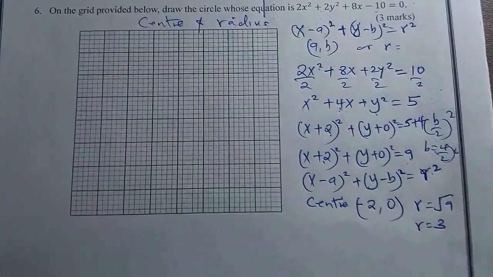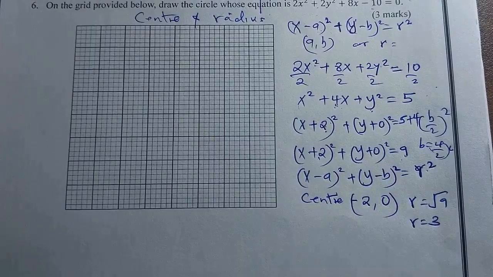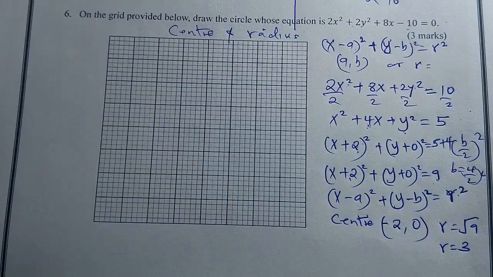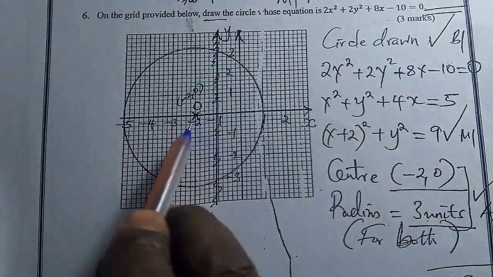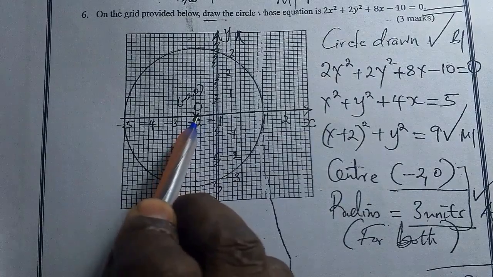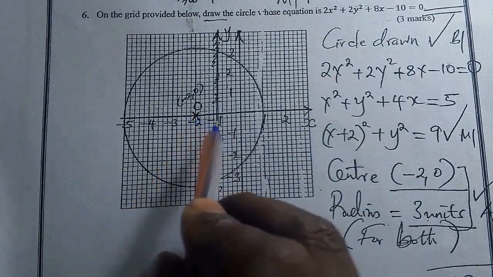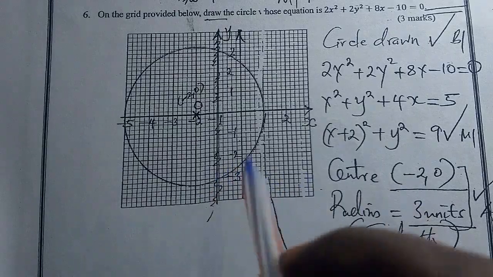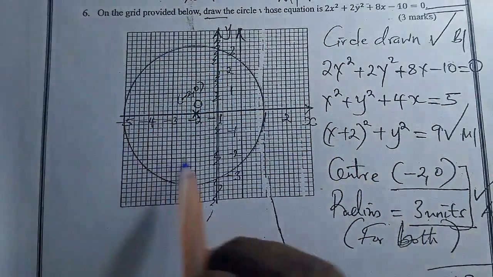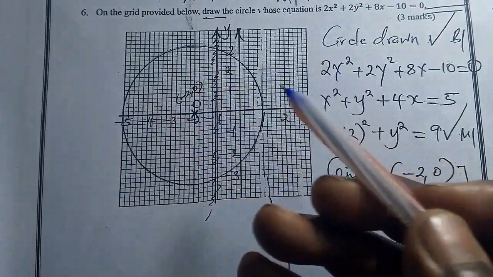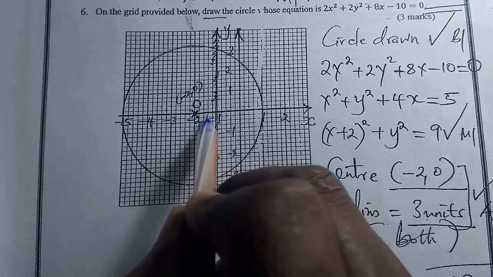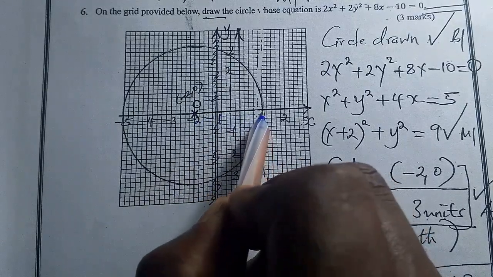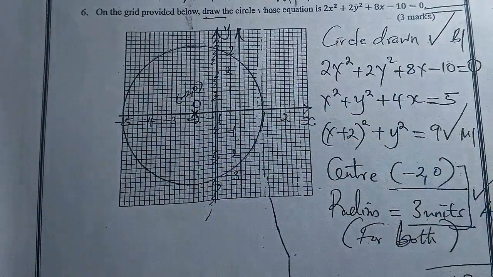Now we have the center, and our center is -2, 0. Then you take your pair of compasses, the radius is 3, you measure 3 units and then you draw. That's simple. You stand at the center, you open 3 units, 1, 2, 3, that is our radius, then draw the circle, and you are done.